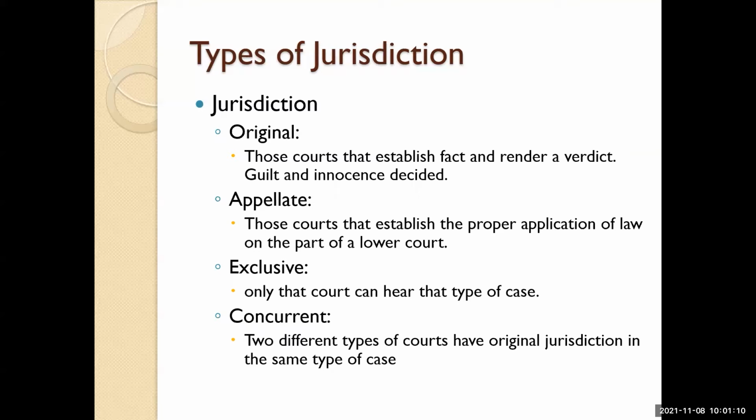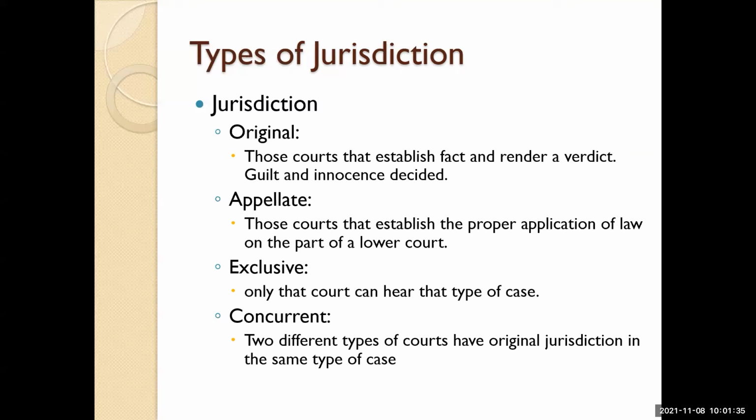There are two different types of jurisdictions, and then different applications of those two types. Generally speaking, courts either have original jurisdiction, appellate jurisdiction, or some kind of mixture of the two. So let's talk about a court of original jurisdiction.